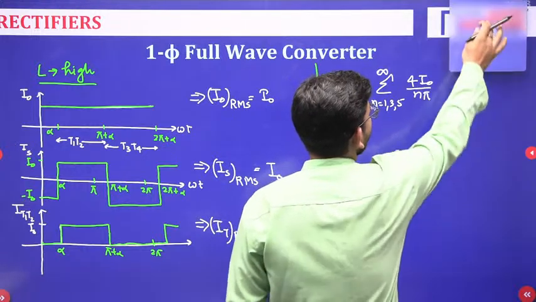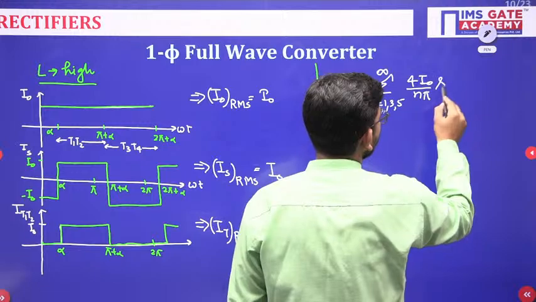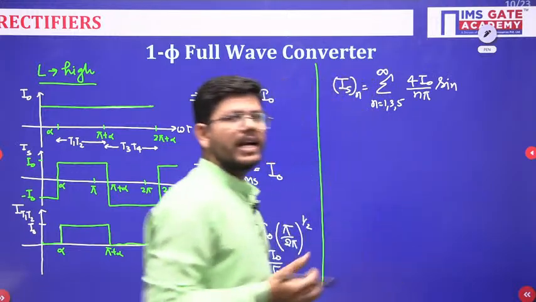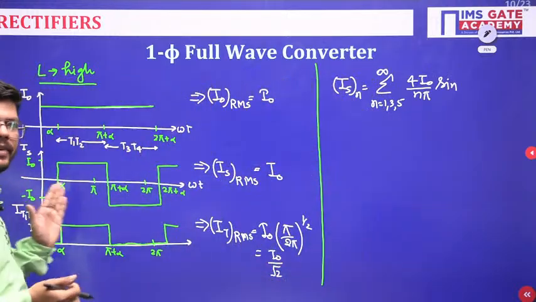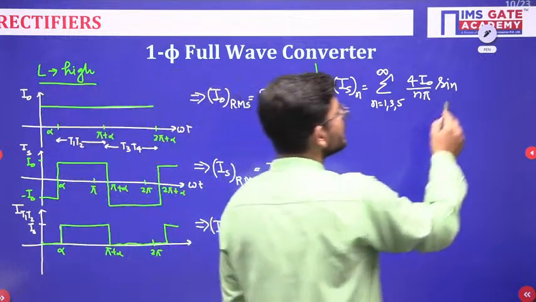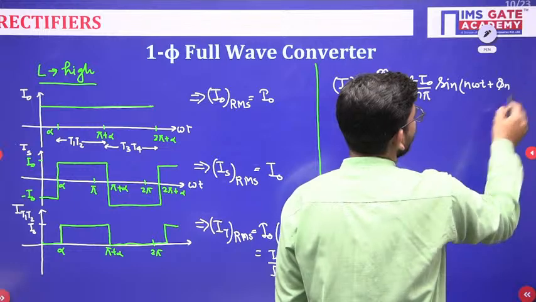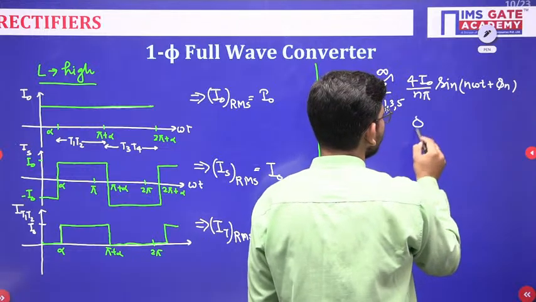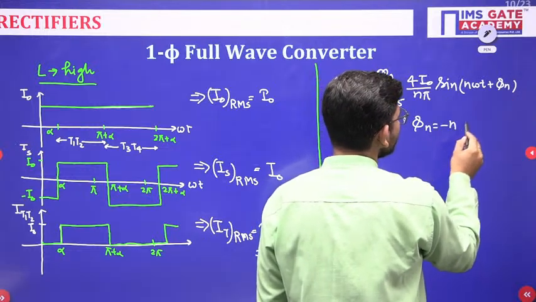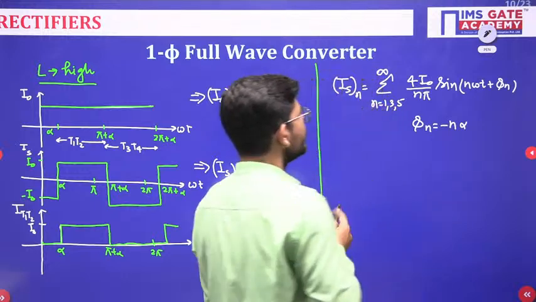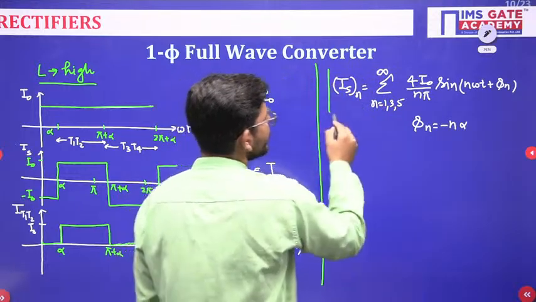For a perfect square wave, you write the Fourier series with sine n omega t, isn't it? But this one is a shifted one, so I will write sine of n omega t plus phi n, where phi n is minus n alpha. So this is going to be the Fourier series expression.